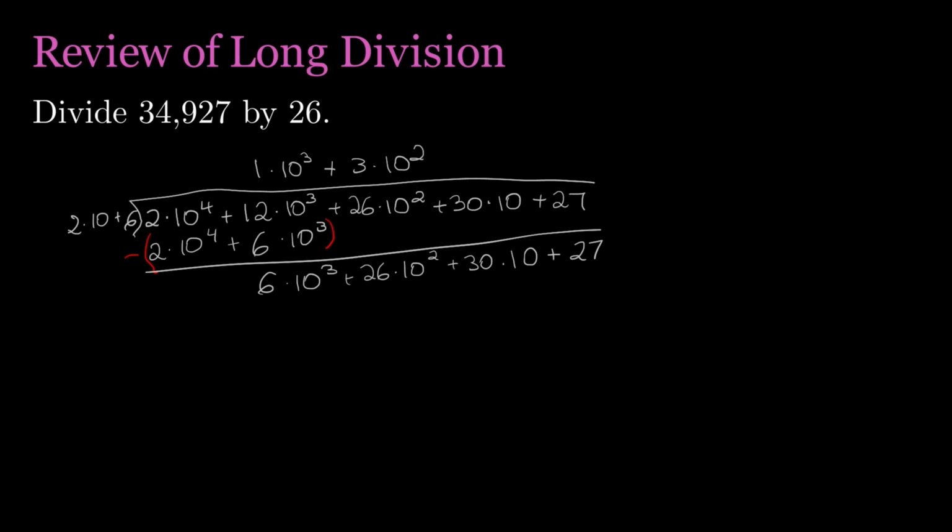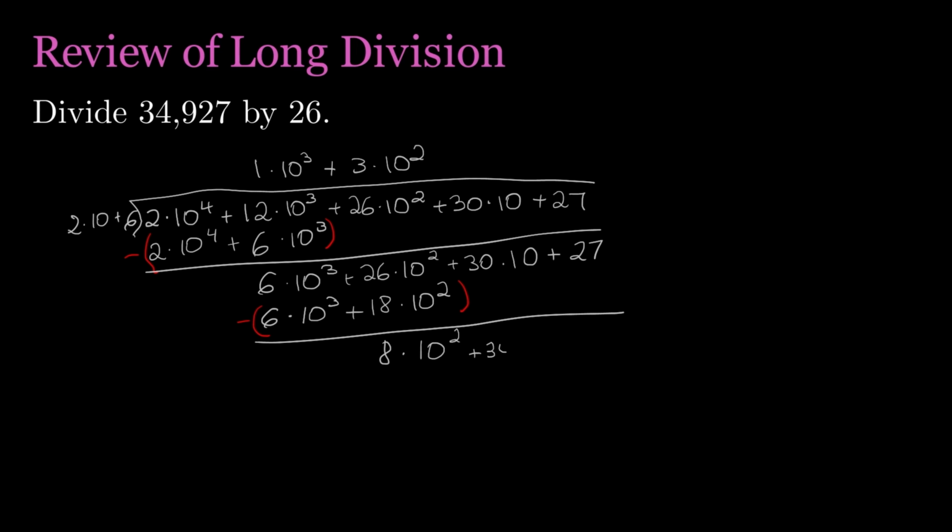I then multiply this newly obtained term of the quotient by the divisor. 3 times 2 is 6, of course 10 to the third in here. And then 3 times 6 is 18, 10 squared. Again, I carefully subtract, paying attention to signs. Note that the first two terms again cancel, and 26 minus 18 is 8, of course 10 to the power of 2, and I just rewrite the rest. And that's my new dividend.